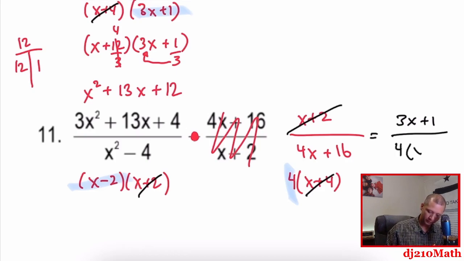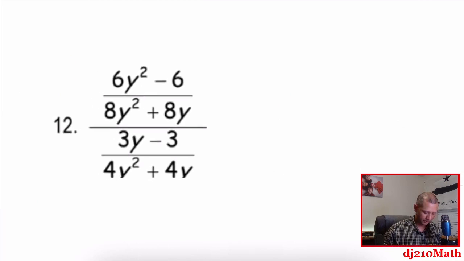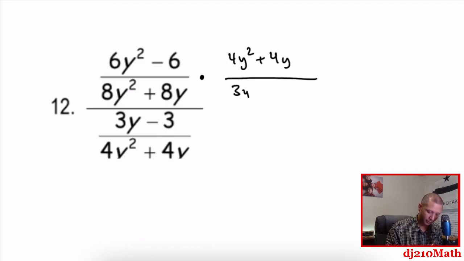So 4, x minus 2. That would be the factored form. Okay, 12. So keep the top, change it to multiplication, flip the bottom. So these x's are y's. 4y squared plus 4y over 3y minus 3. All right, so we don't need this anymore.